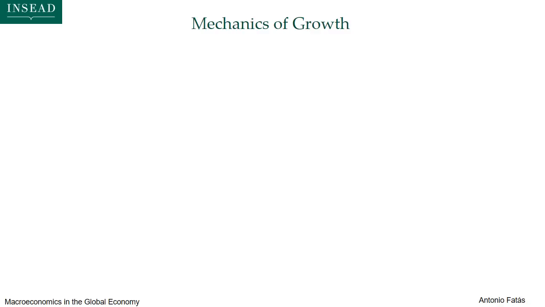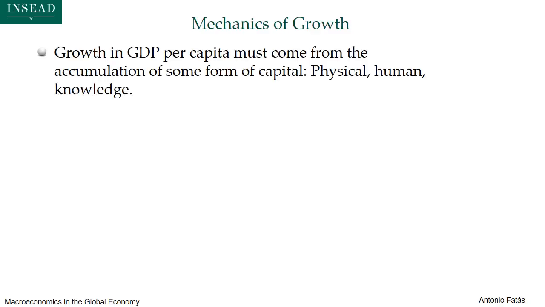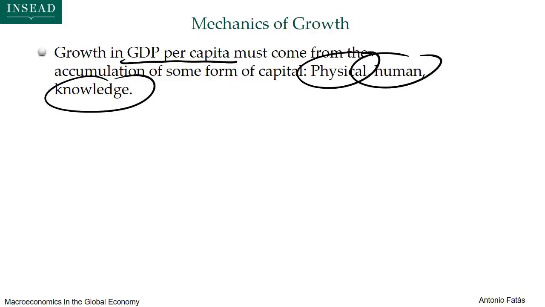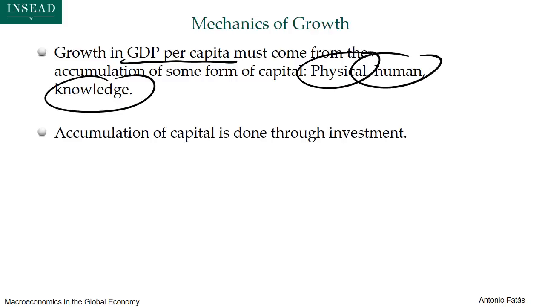Now, as a summary of what we said, growth in GDP must come from adding either factors of production or quality. If we fix population and we think about growth in GDP per capita, so we're not simply adding population to grow GDP, growth must come from the accumulation of some form of capital, either physical, human, or knowledge. Accumulation of capital is done through investment. So our hypothesis is that investment must matter for growth.